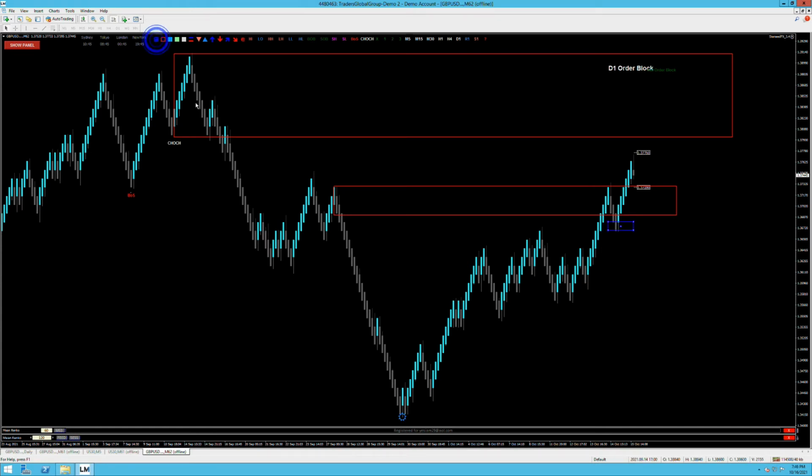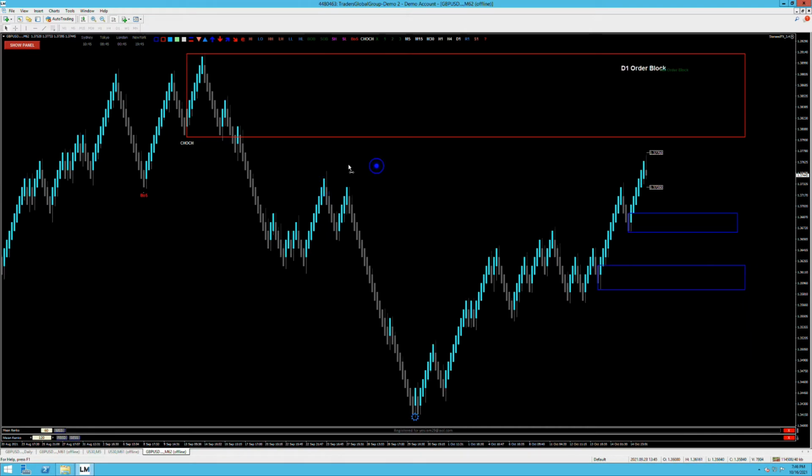So really what I'm looking for is a buy, and I'm going to be looking at unmitigated demand zones. What I like about these Renkos is that you're able to see clearly where these order blocks are. The last down candle before the nice strong up move, which broke structure right here, would be this candle here. So a nice simple way of seeing where my order blocks are.